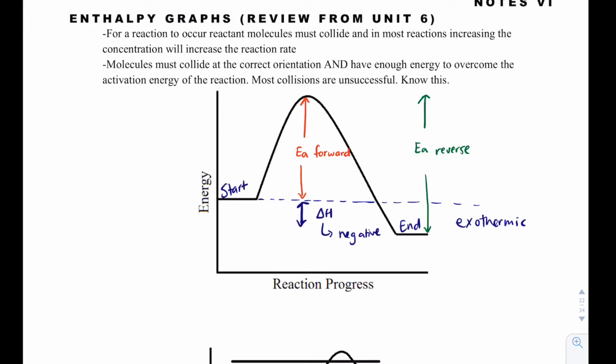Okay. Now, at the very top of our peak, this is called the transition state. This is also called the activated complex, and that's where bonds are being broken and formed simultaneously.